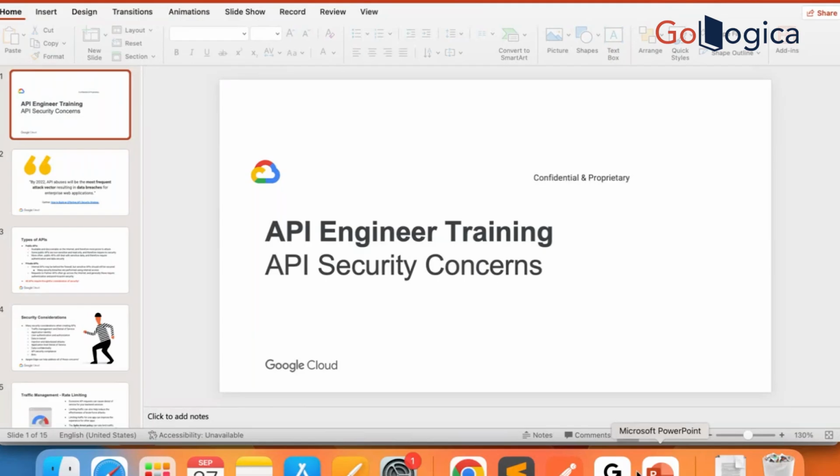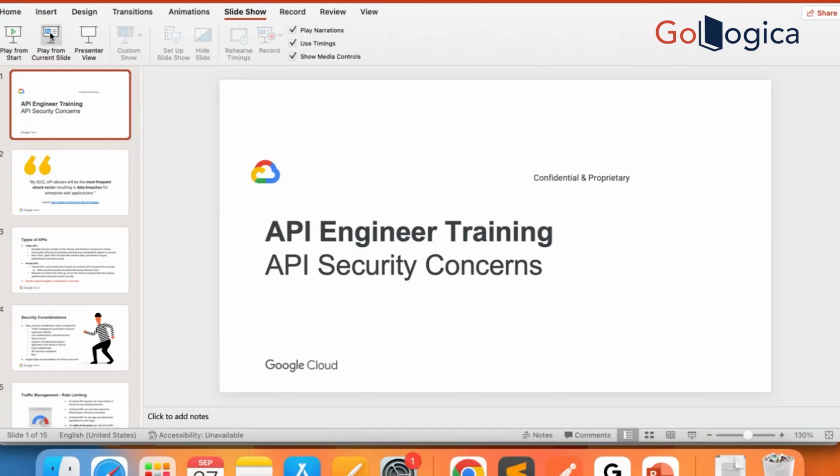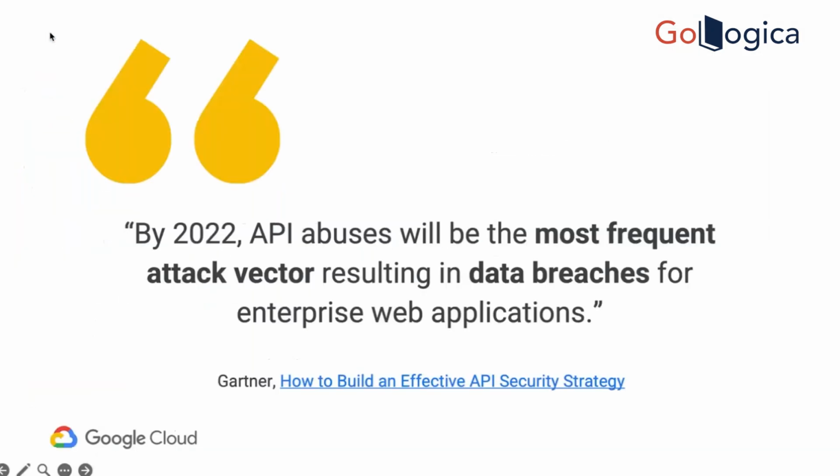Now, in terms of security concerns, these are very old slides. As per this slide, as of now, API abuse is already the most frequent attack vector for data breaches for any big enterprise, because everyone is now digital. They have the APIs, and with digital transformation, everything is digital.